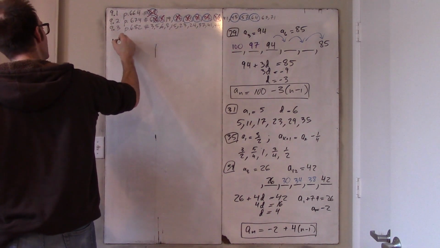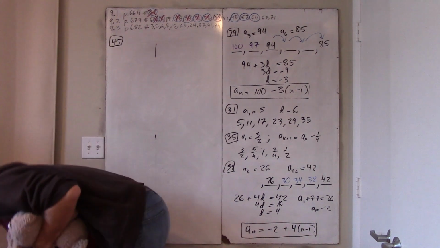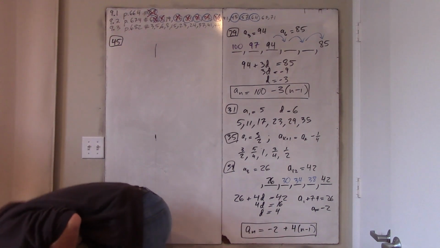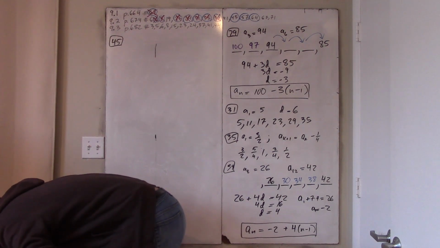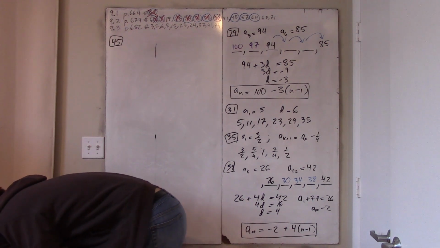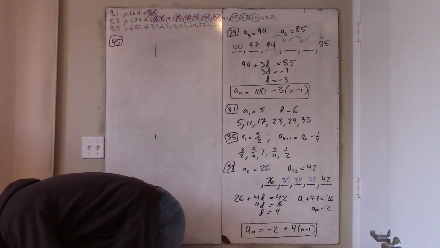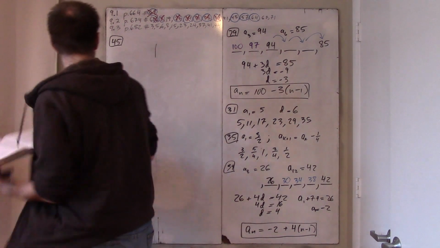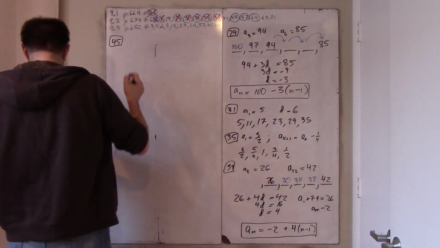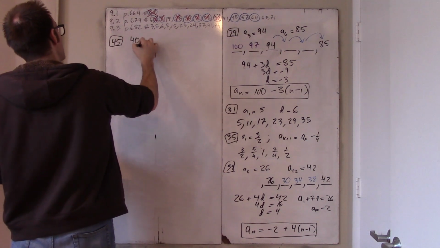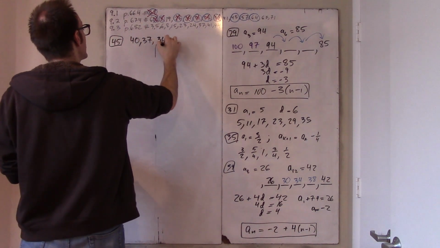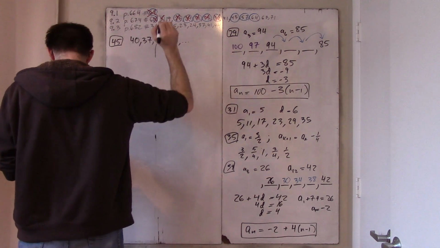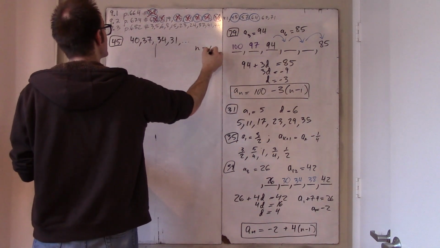Okay, so now we do number 45. Finally, we get to the big subject of this whole thing, which is finding the sum of the first n terms. So what's 45? In 45, they give you the following sequence: 40, 37, 34, 31, etc. They tell you it's arithmetic, and they want the sum of the first n terms.